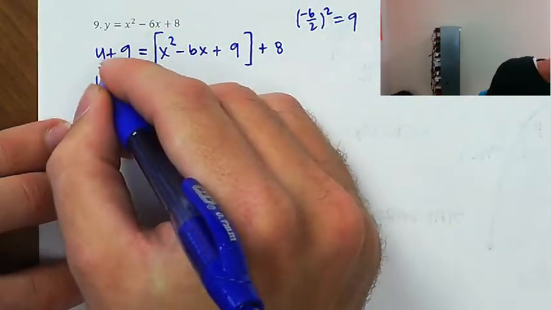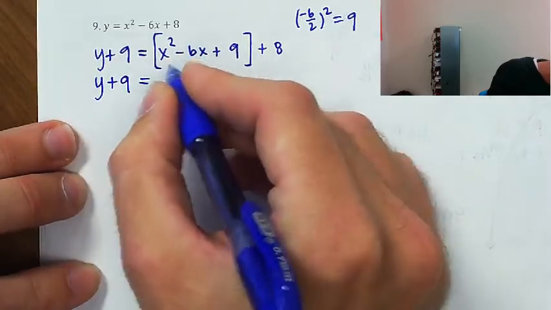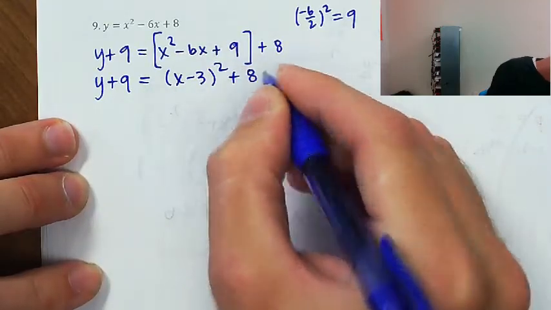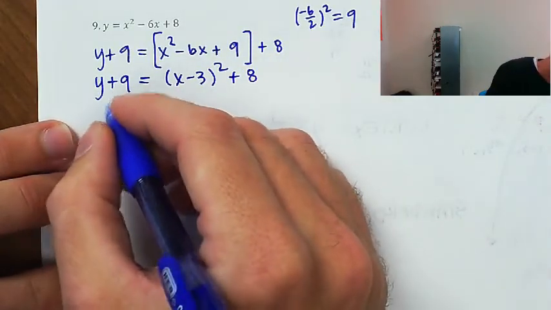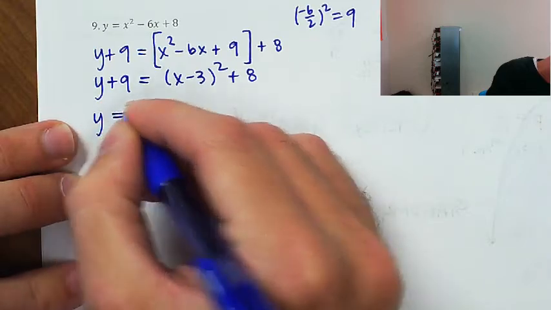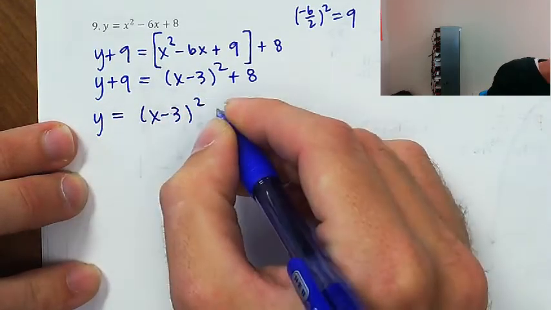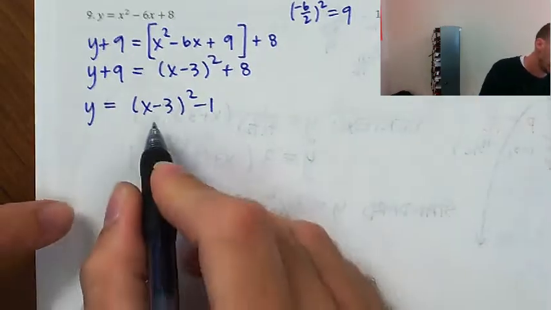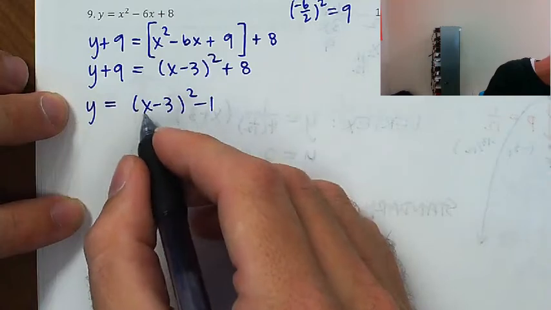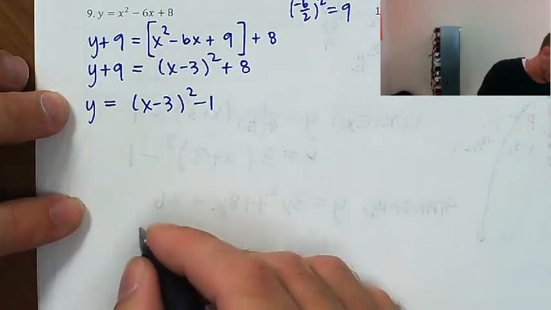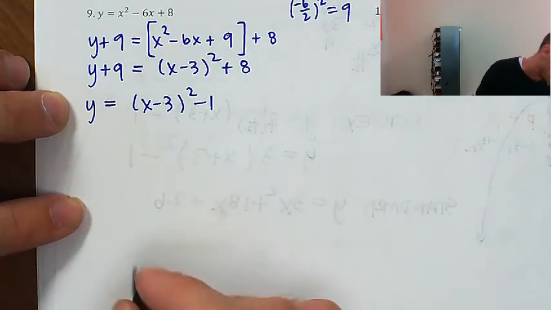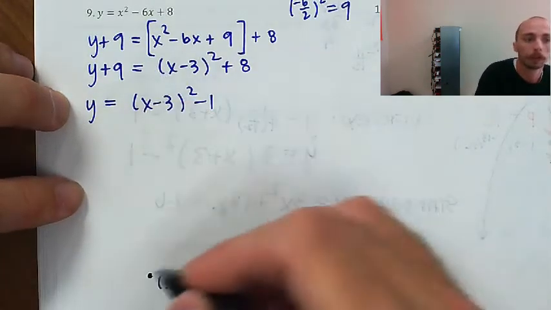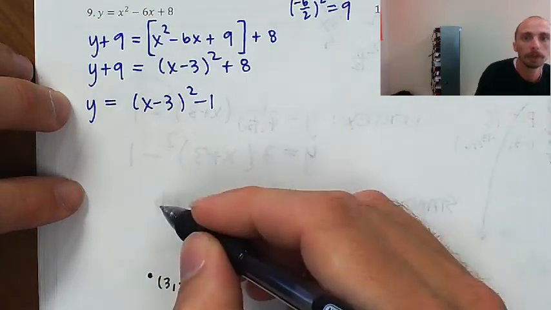And I'm going to factor this. This is going to be x minus 3 times x minus 3. And then I'm going to solve for y by subtracting 9. Minus 1. All right, so I've got everything I need. Got it in vertex form. I'm going to say that the vertex is at x equals 3 and y equals -1. I know it's y equals +1 x squared, so it's going to open up, and the focus point will be above the vertex.